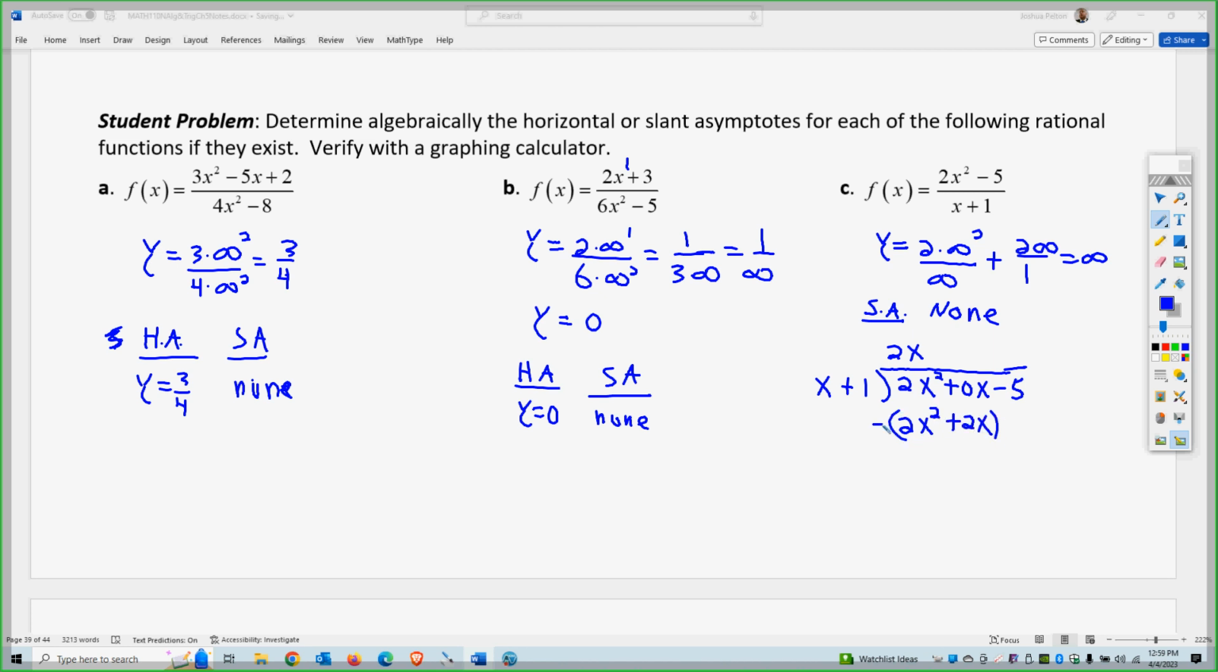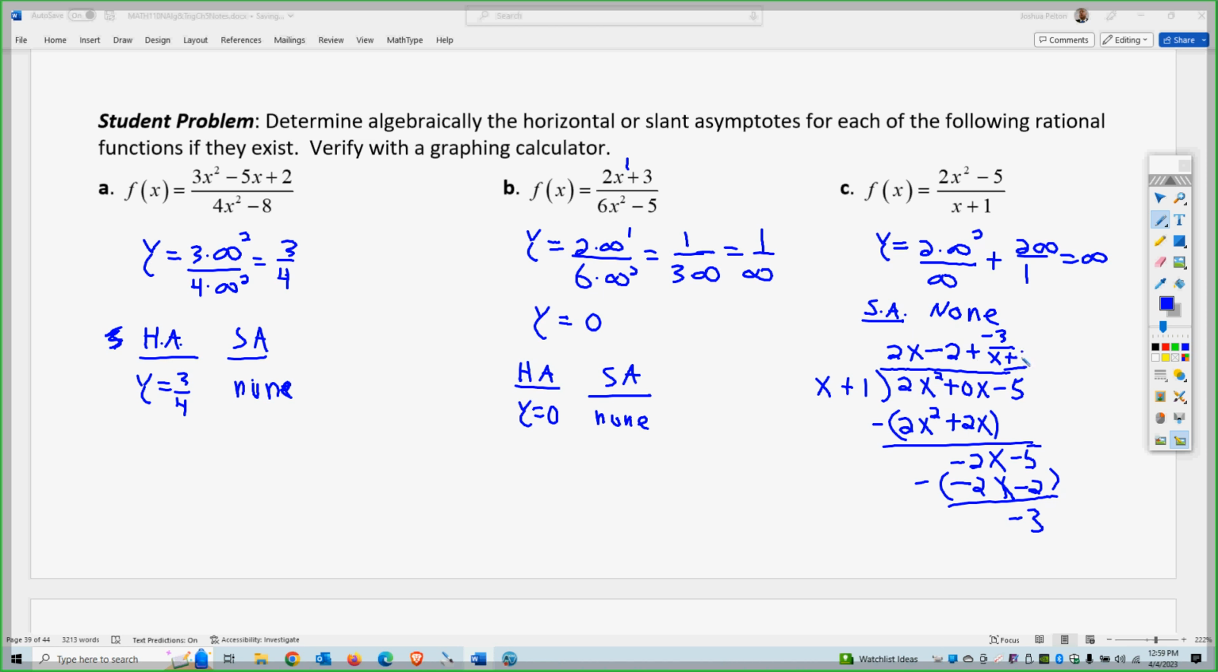Okay, so I'm going to subtract now. So I get negative 2x minus 5. So my next multiple will be a negative 2. So negative 2 times x is negative 2x, and negative 2 times 1 is negative 2. All right, so if I subtract, I'm going to get a negative 3. That makes sense. Okay, so I got plus negative 3 over x plus 1.